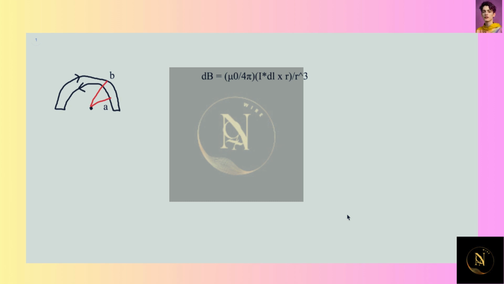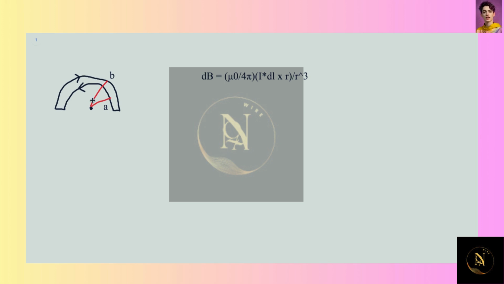Okay, we're looking at question 28.66. We have two wire semicircles that are connected here to make a current loop. And we're trying to find the net magnetic field that the current in the wires produces at this point. So this point is a distance A from this inner semicircle and distance B from the outer semicircle.